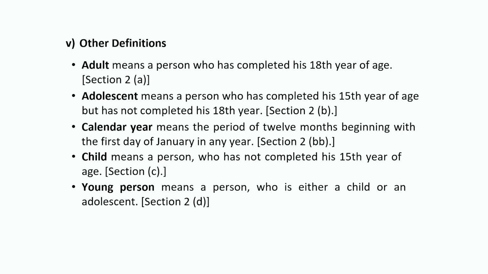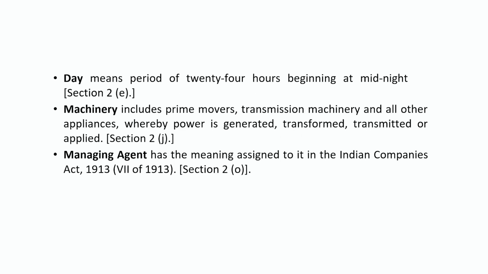And child means a person who has not completed 15 years of age. Young person means a person who has not completed 18 years. Day means 24 hours. Machinery, whenever we say machinery, includes prime movers, transmission machinery and the appliances whereby the power is generated, transferred and transmitted.